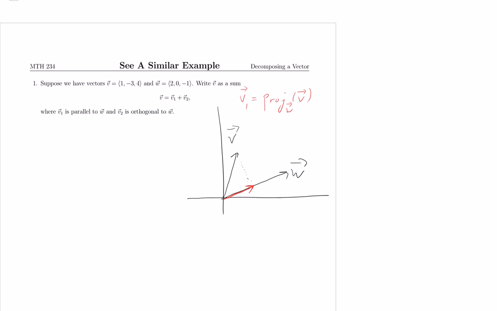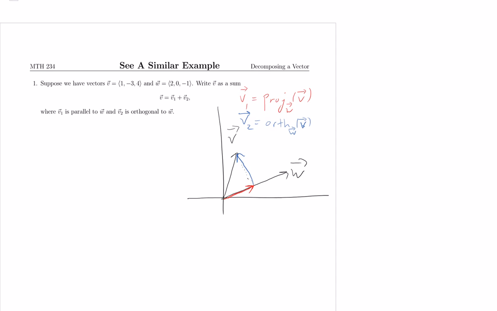And then v2 will be this dotted line that I drew. It'll go perpendicular to the red line in such a way that when you add them together you get the original v. So here v2 is what's sometimes called by this notation, meaning the part of v which is orthogonal to w. Okay. So this is what we need to do.